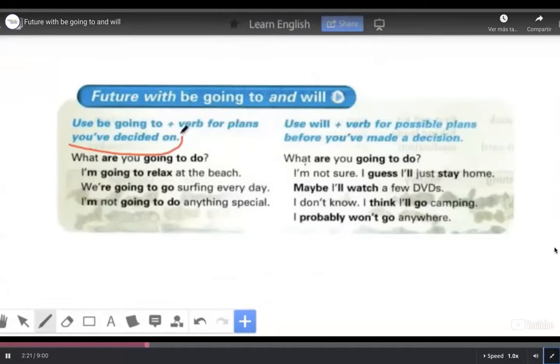So let me give you a quick example about that. Let's say that you're going to take a vacation. You already bought the plane ticket. You already got permission from your job. So it's very unlikely that you'll change these plans. In order to express these ideas, you're going to use be going to express that. So for example, I'm going to take vacations next week. I'm going to go to France.